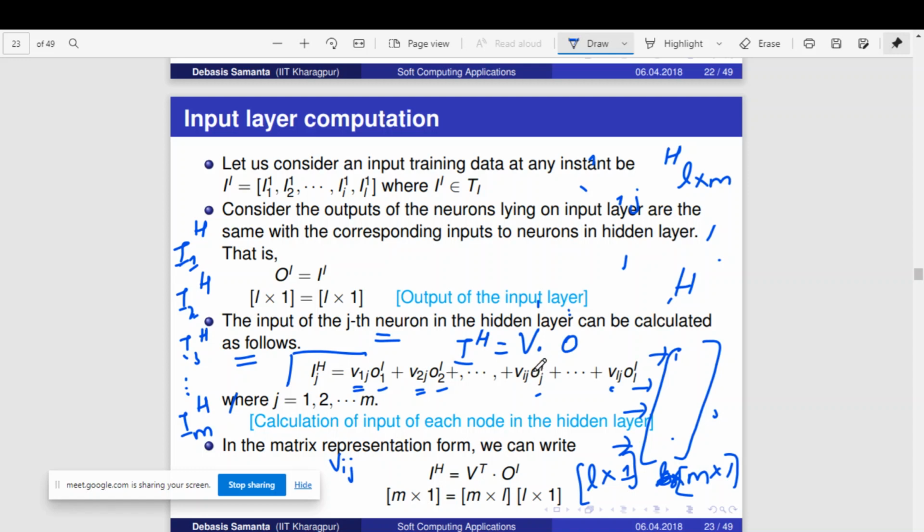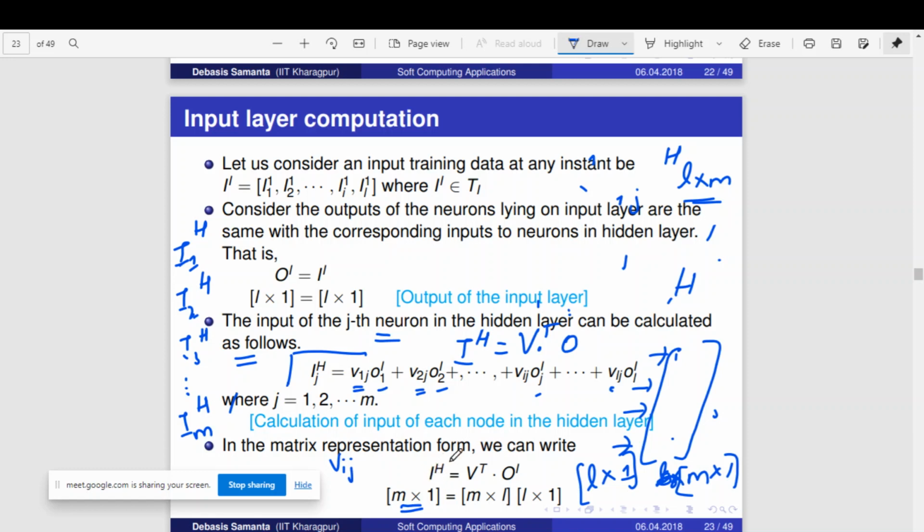But to make it mathematically convenient, we are not keeping it as V, we are making it V power T, that is V transpose. Actually the size of V is L cross M. So when you transpose it, what will be its size? M cross L.